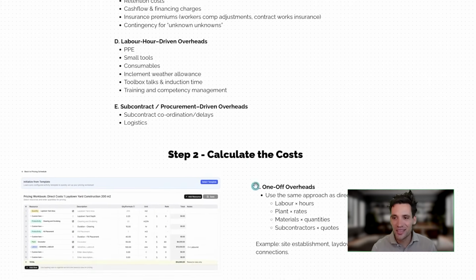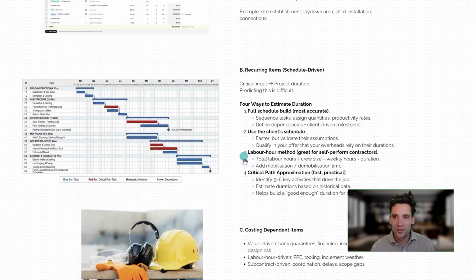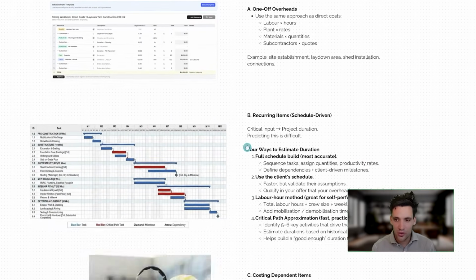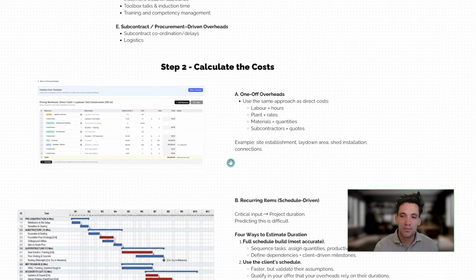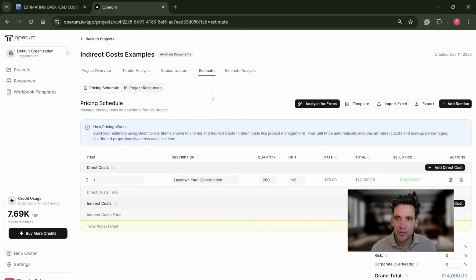Now, as you guessed, the second step of this process after you work out what all your indirect costs are is you then calculate the cost. The way we calculate this cost is going to be a little different depending on whether it's a one-off or recurring cost or a value-driven cost, but I'll talk about the general principles and some shortcuts you can use to make it easier.